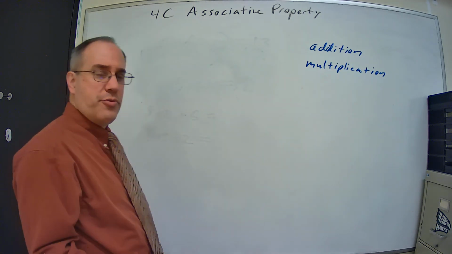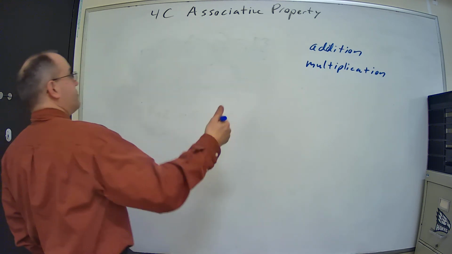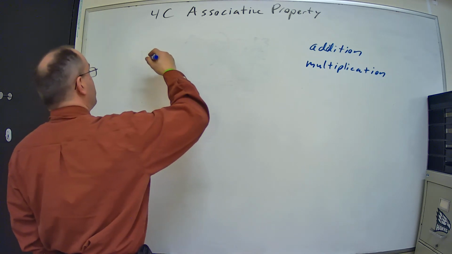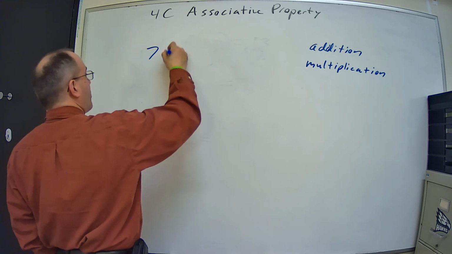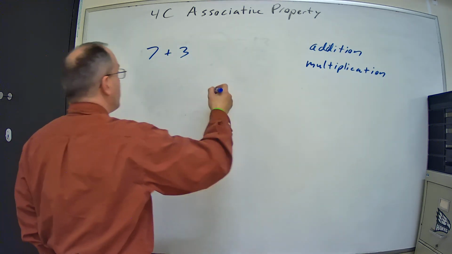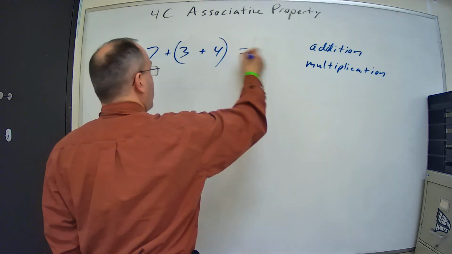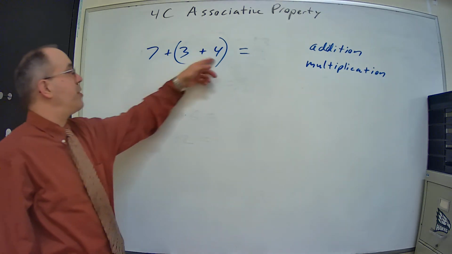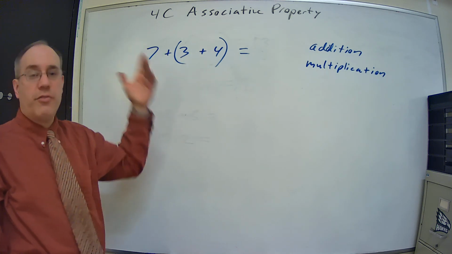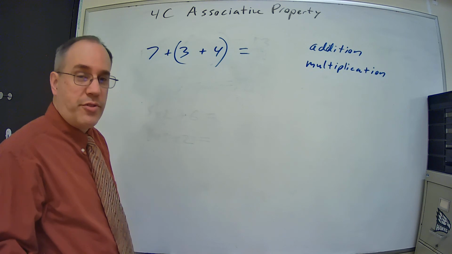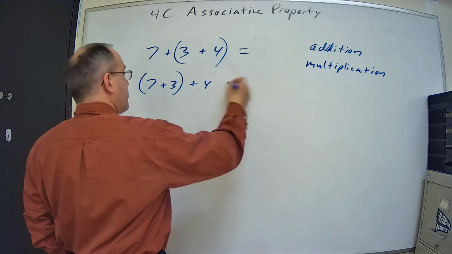So let's use this property to rewrite an expression. So what if I have 7 plus (3 plus 4)? Look at this, so 7 plus (3 plus 4). 3 plus 4 is 7, plus 7 is 14. If I want to rewrite that using the associative property, I can say that's (7 plus 3) plus 4.